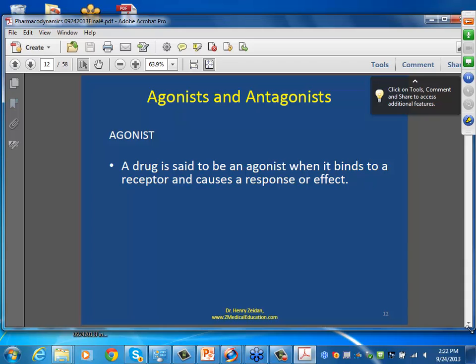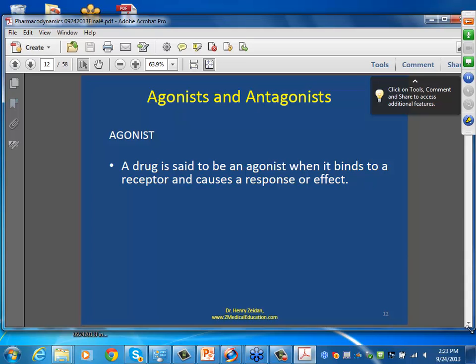Now we are ready to move on to drug-receptor interactions. So we have to be able to define and to understand clearly what is meant by agonist, antagonist, partial agonist, partial antagonist, irreversible antagonist, and reversible antagonist.